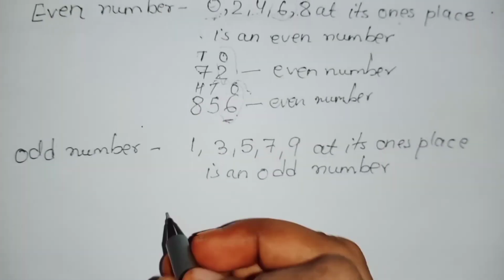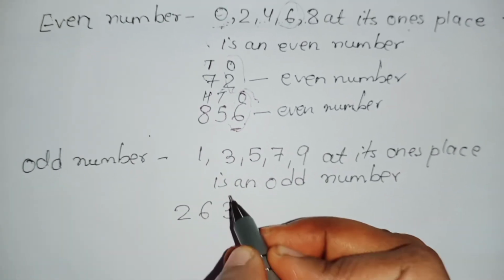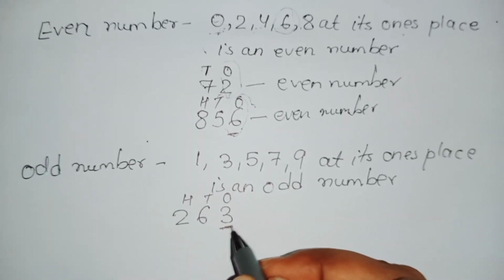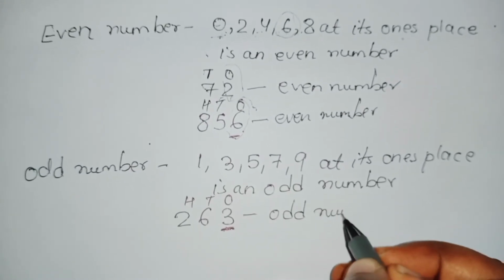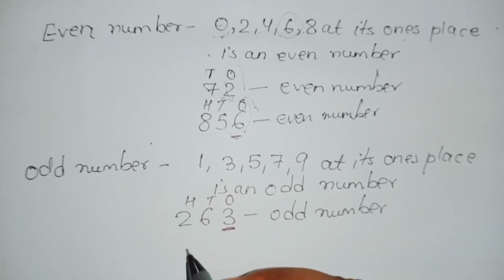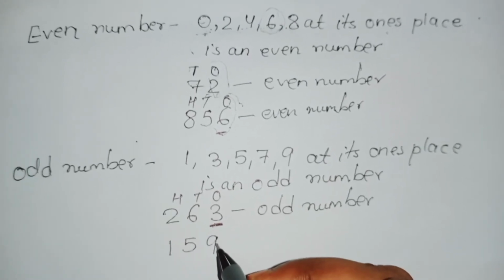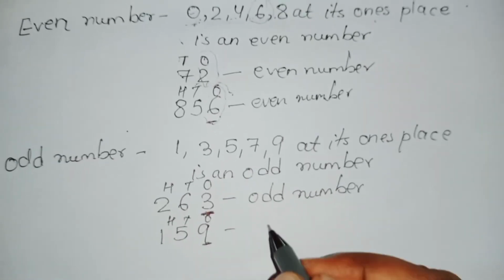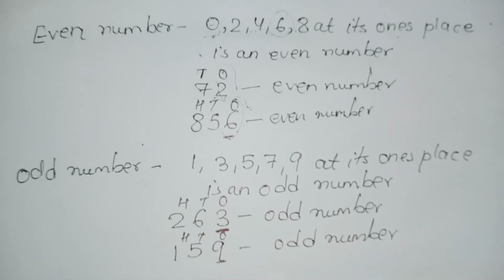For example, 263. So this is ones, tens, hundreds. At ones place you can see this 3, no? That means this one is an odd number. I'm giving another example, 159. This one is ones, tens, hundreds. You can see at ones place 9 is there. That means this is an odd number.